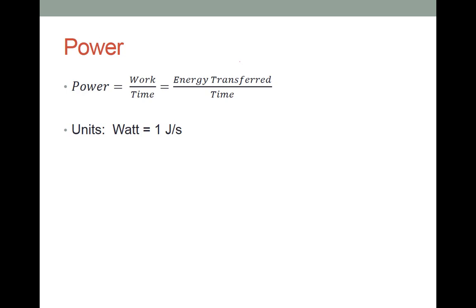Power is, by definition, the work done over time, or in other words, how much energy is transferred over a given amount of time. The unit of power is the watt, which is by definition 1 joule per second.